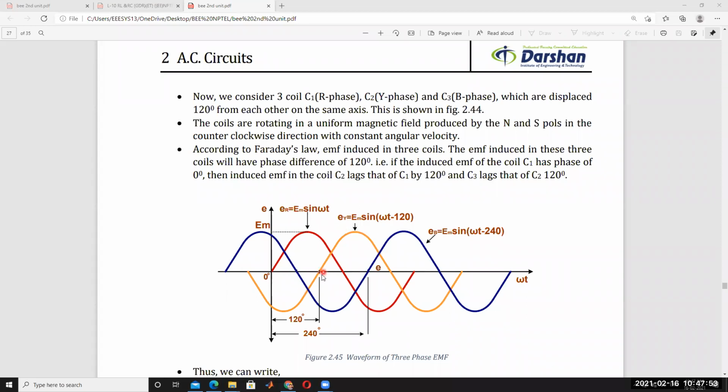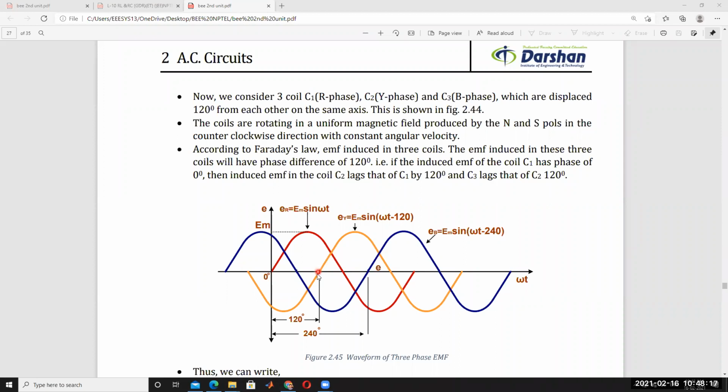That's why it starts after 120 degrees, from here onwards. And the B phase starts after 240 degrees. So 0 degrees, 180 degrees, and then 240 degrees, after that this B phase will start. That means each phase is displaced by 120 degrees.